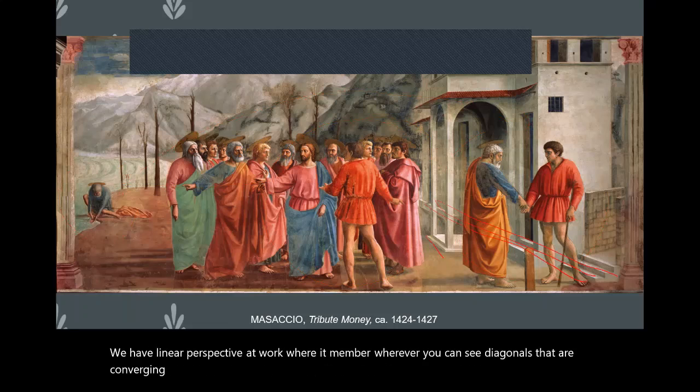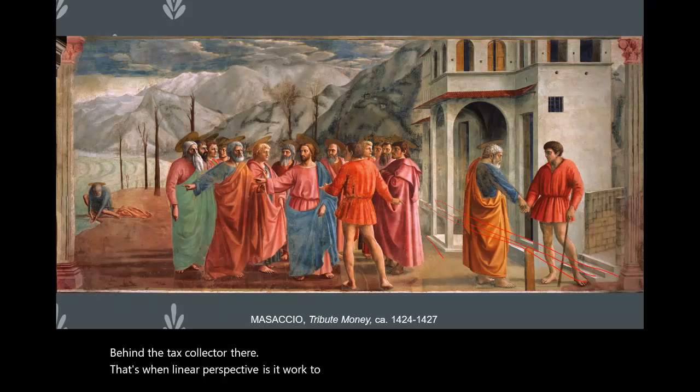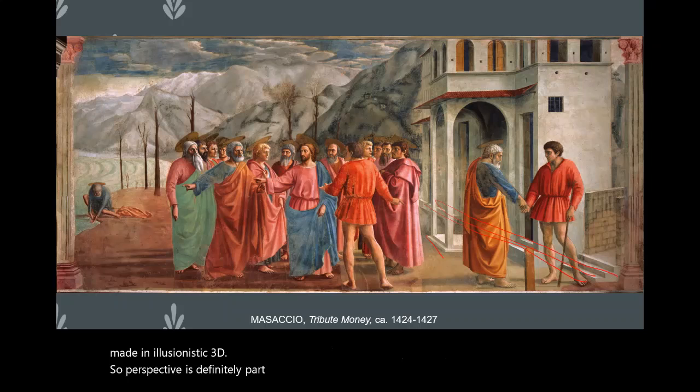We have linear perspective at work, where, remember, wherever you can see diagonals that are converging, that would in the real world be parallel lines, like the lines of the steps behind the tax collector there. That's when linear perspective is at work, to show particularly buildings, spaces that are man-made in illusionistic 3D. So perspective is definitely part of Masaccio's humanist toolkit.